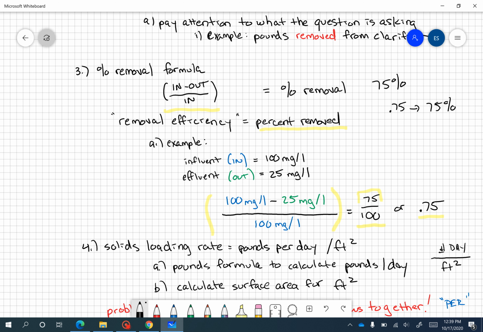The last couple pages on sludge pumping and thickening, I will do specific videos for those types of problems because I have to explain to you guys a little bit about where the numbers come from. But hopefully this video helps with the sedimentation and percent removal problems.